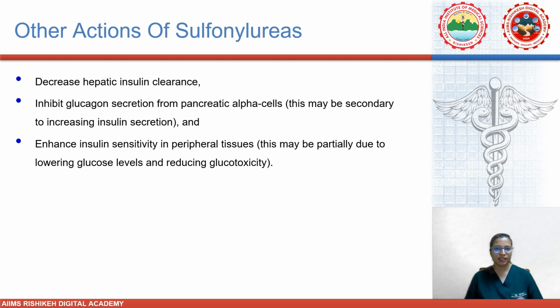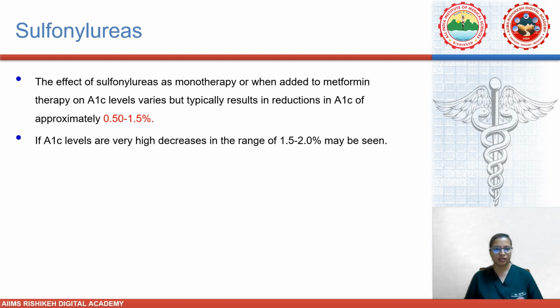What are the other actions of sulfonylureas? They decrease the hepatic insulin clearance, they inhibit glucagon secretion from pancreatic alpha cells, and they enhance insulin sensitivity in the peripheral tissues. The effect of sulfonylureas as monotherapy or when added to metformin therapy on HbA1c levels varies, but typically results in reductions of HbA1c of approximately 0.5 to 1.5%. If the patients initially have high HbA1c levels, the decrease can be in the range of 1.5 to 2%.